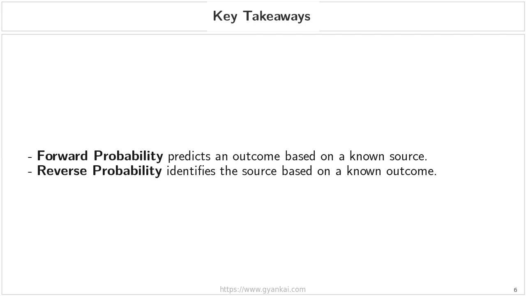On the other hand, we have reverse probability. This is the backward reasoning we explored in slide 3. Here, we don't start with the cause. Instead, we start with an outcome that we have already observed, and our goal is to work backward to identify which source or cause most likely produced that result.